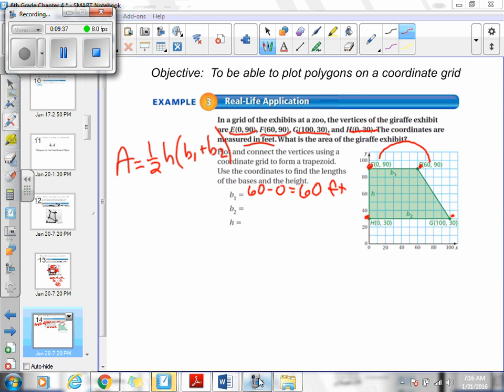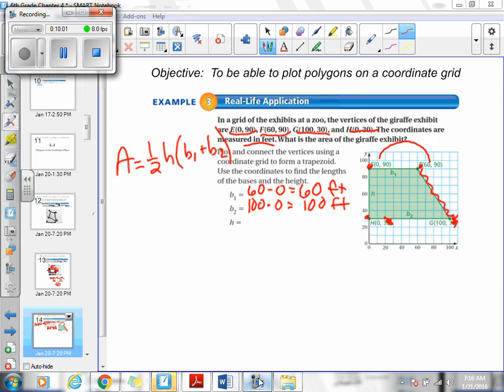All right, our base 2, which is down at the bottom. Notice that our y coordinate is 30 over here, and our y coordinate is 30 over here. So the y number does not change. The x number changes from 0 to 100. So what is the difference between 100 and 0? Well, guess what? It's 100. Measured in feet, so 100 feet.